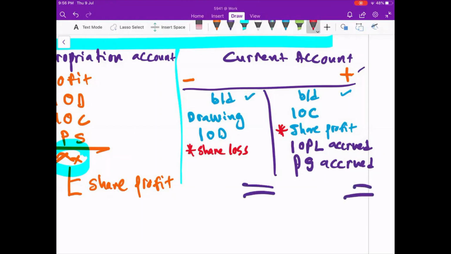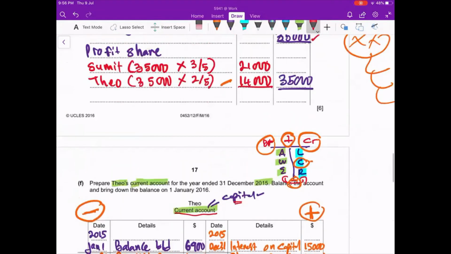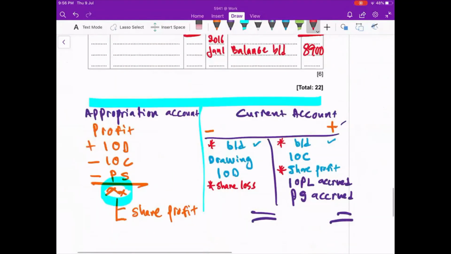Okay, another thing, if you have a balance BD on the debit side, you don't have it on the credit side, either one, only for each partner. Okay, this is what you need to know for the appropriation account and current account. If you don't understand just now, what you can do after you see this format is watch the video again and do it again, you will understand.